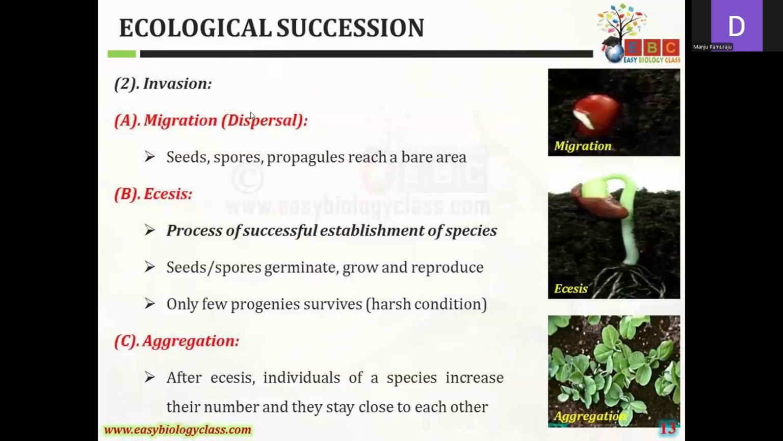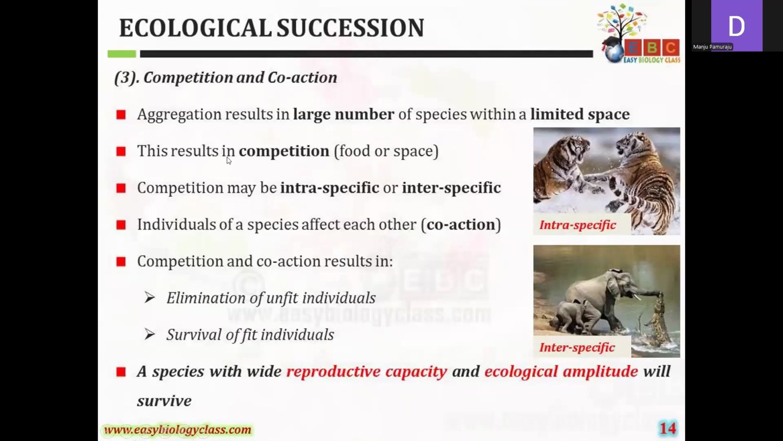The third process is competition and coaction. The seeds grow and increase their number, due to which competition occurs on the same area for nutrients or for space. In a small area the number of organisms has increased, so fighting between them, that is competition, will occur. Aggregation results in a large number of species within a limited space, resulting in competition for food and space. Competition may be intraspecific or interspecific, that is, fighting between the same species or between different species.